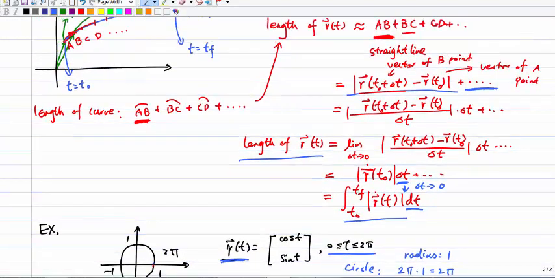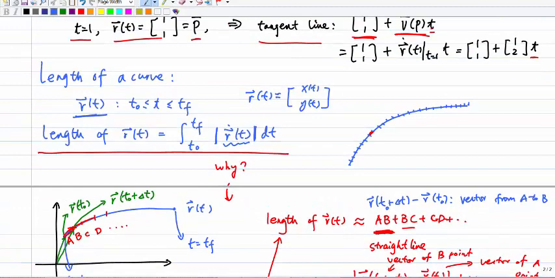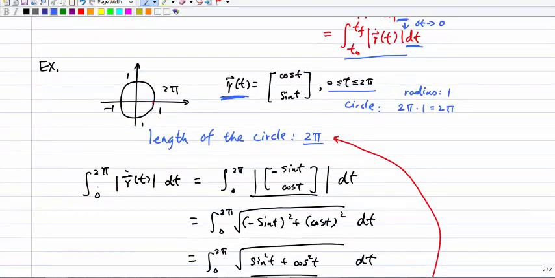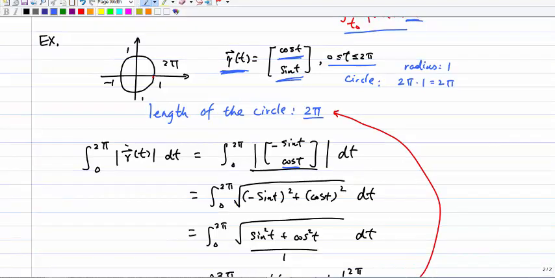Let's see if what we derived here makes sense. We integrate from 0 to 2 pi, take the derivative of R of T, take the norm of that, and integrate over dt. R of T is cosine T, sine T. Taking the derivative of each entry, d cosine T over dt is negative sine T, and d sine T over dt is cosine T. So this is my vector, and I compute the norm of that, which is the square root of the squares of each term.